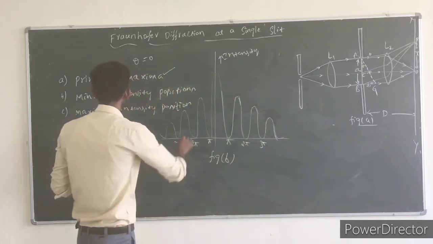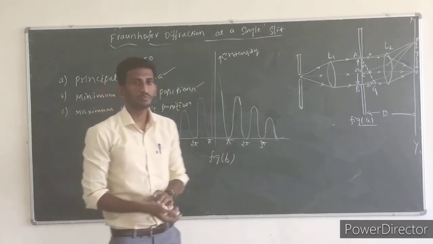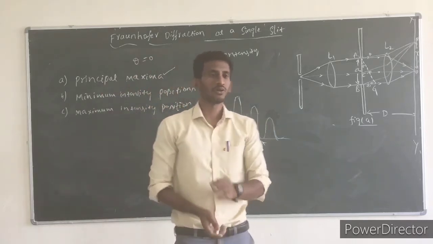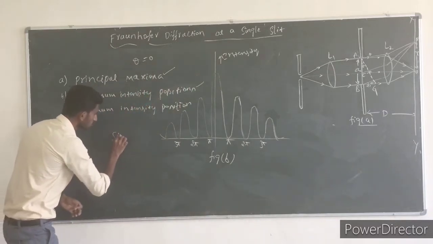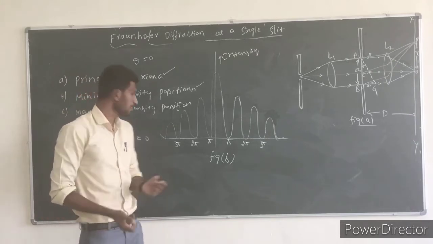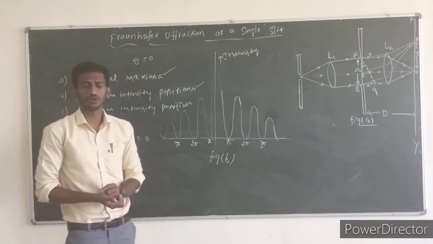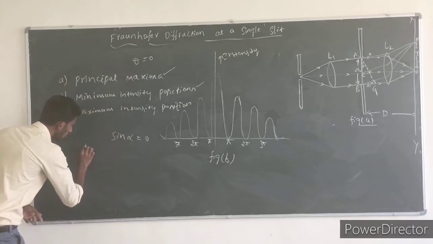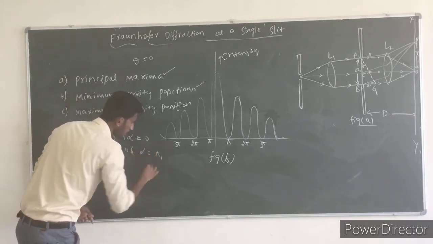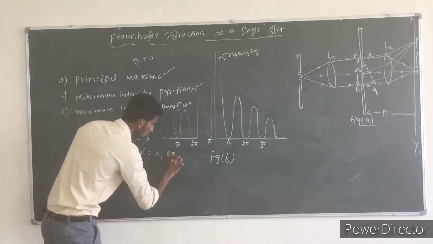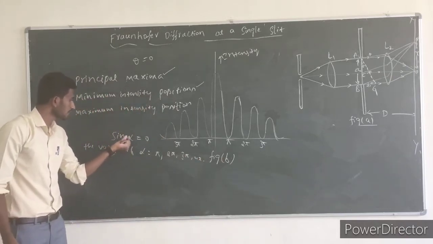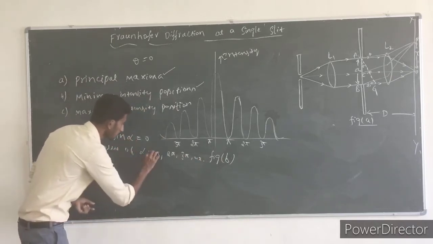The next one is the minimum intensity position. The minimum intensity positions we can get only when sin alpha is equal to 0. Exactly when do we get sin alpha equal to 0? When the value of alpha is equal to pi, 2 pi, 3 pi, 4 pi, like that. For example, sin 180 is 0. So here we can take plus or minus.